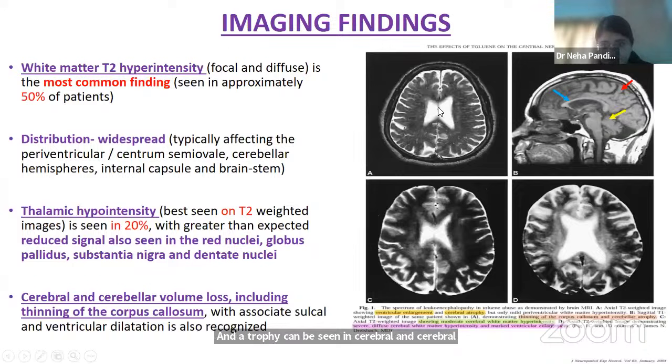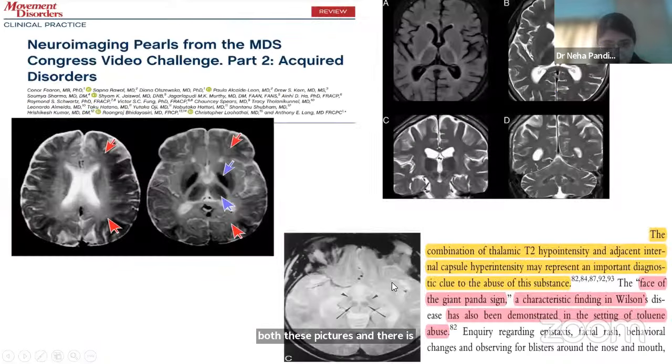As we can see in this picture, there is ventricular dilatation because of gross cerebral atrophy. And in this, we can see thinning of the corpus callosum. Here, we can again see ventricular dilatation in both these pictures, and there are periventricular hyperintensities along with the atrophy. Also, in this picture, we can see similar findings, and this was the sign that I was mentioning: hypointensity of the thalamus, hyperintensity of the posterior limb of the internal capsule, and hypointensity again of the globus pallidus, again seen in this image as well. And one important thing is that we usually say that the face of the giant panda sign is associated with Wilson disease, but it can also be seen in toluene abuse, as is seen in this image. So it is not specific for Wilson disease.